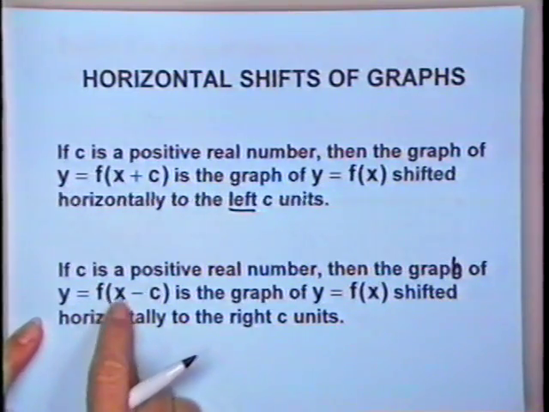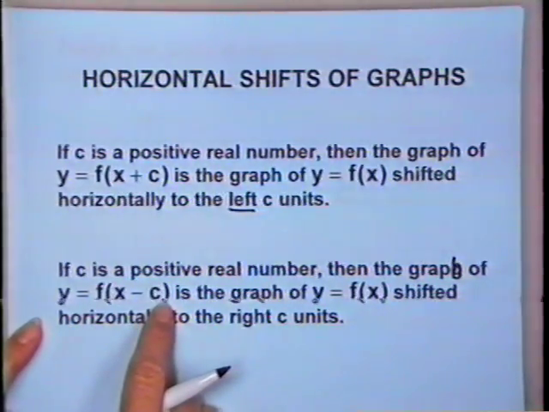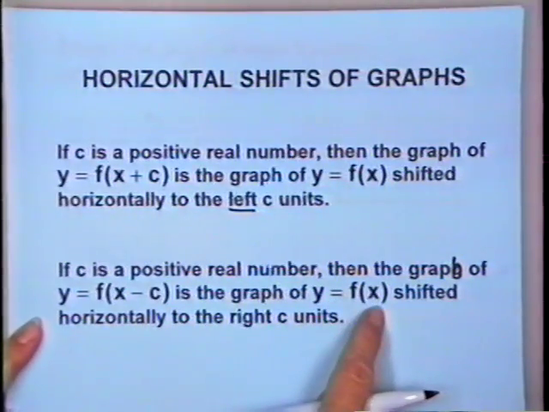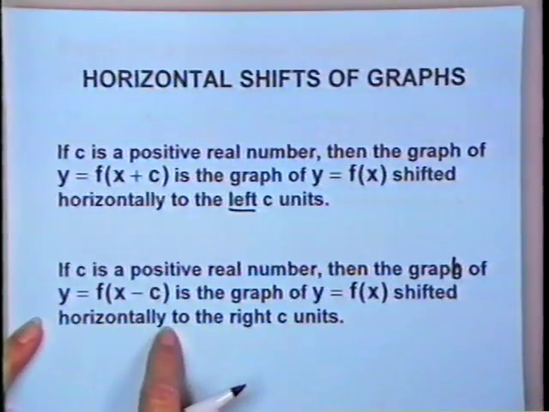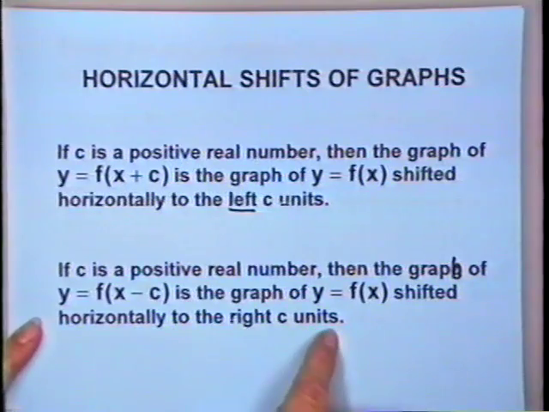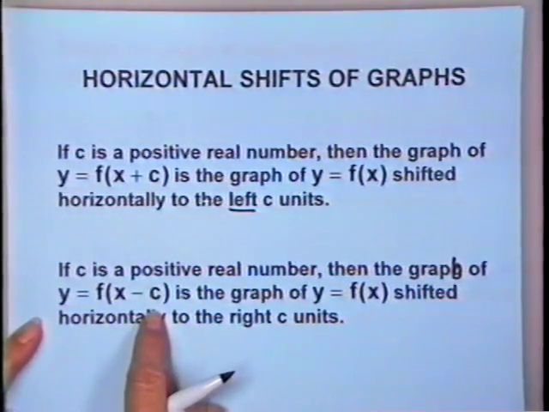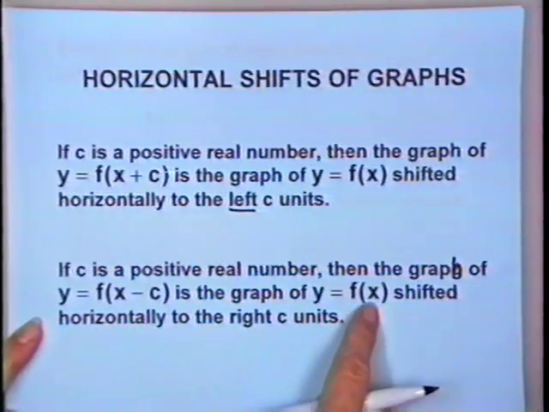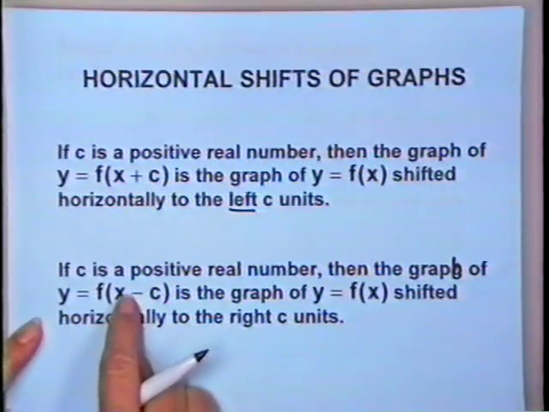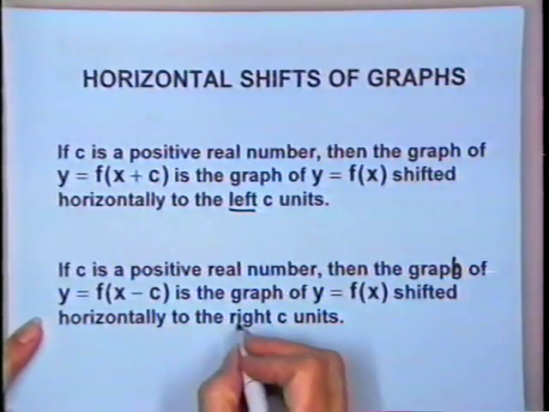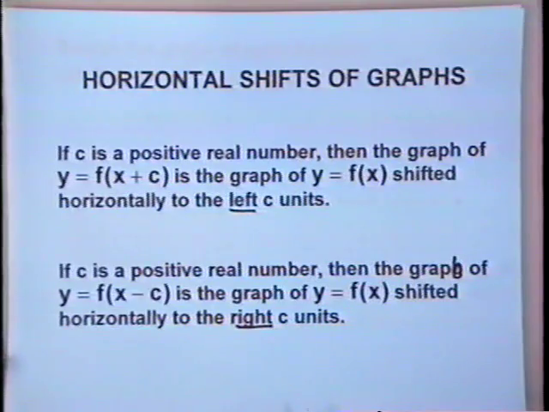Okay? Here, if c is a positive real number, the graph of y equals f of x minus c is the graph of y equals f of x shifted horizontally to the right c units. So again, notice the argument of our function is now x minus c, whereas it used to be just x. If we're subtracting from x, then our graph moves to the right.